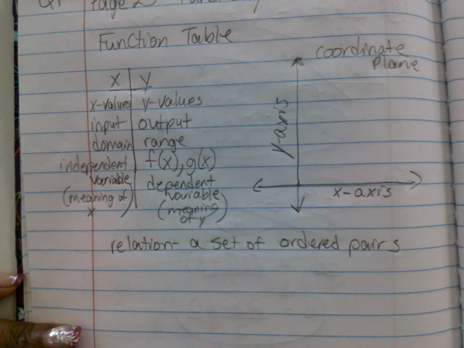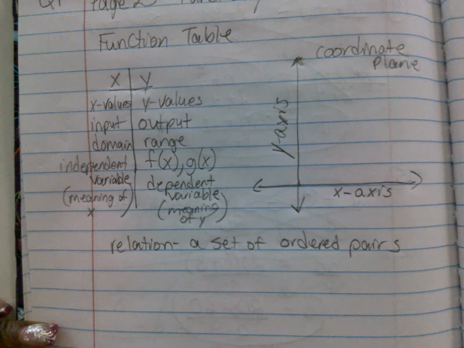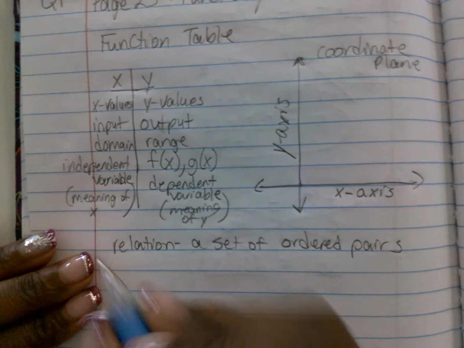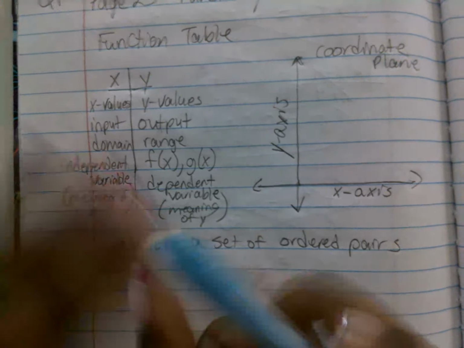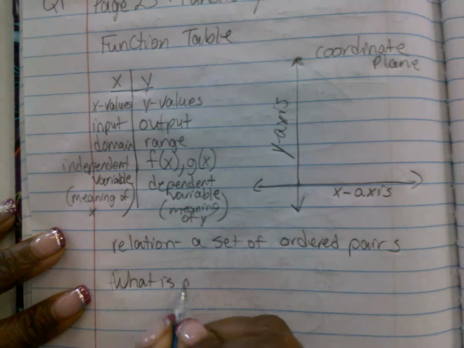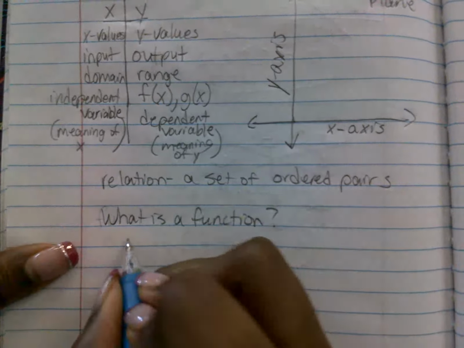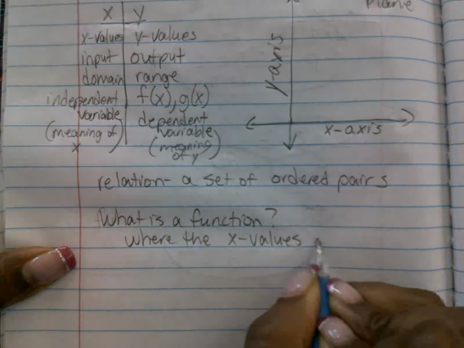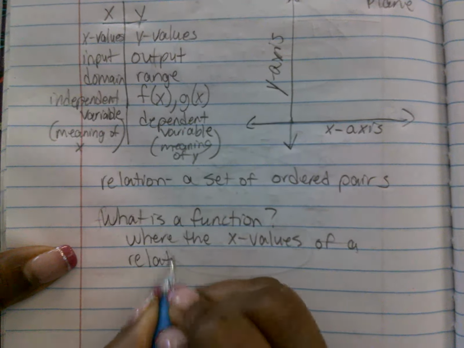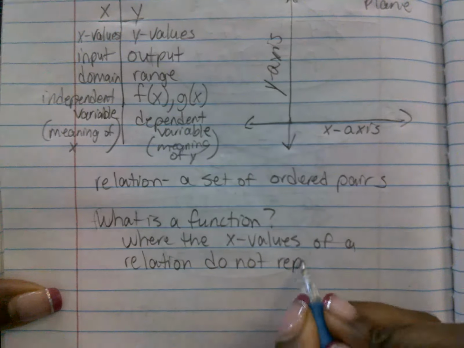A relation is a set of ordered pairs. What is a function? That is one of your essential questions. A function is where your x values do not repeat. The x values of a relation, a set of ordered pairs, do not repeat. It doesn't say anything about y. It doesn't matter if y repeats.